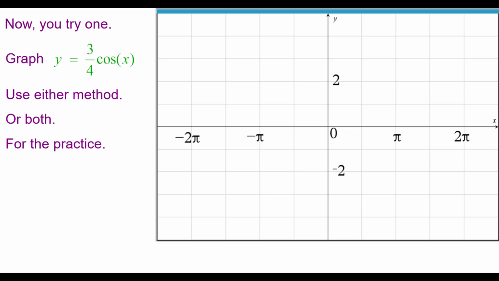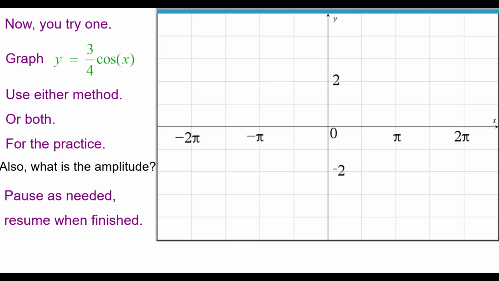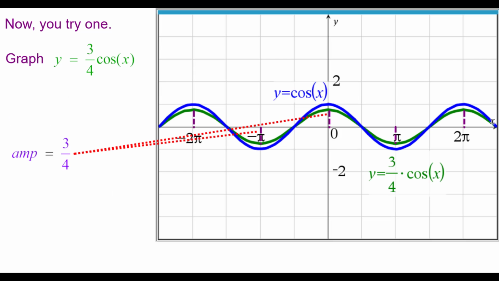Now you try one. Graph y equals 3/4 times the cosine of x. Use either method or both for the practice. Also mention what is the amplitude. Pause to do so. And here's your answer in green compared to the blue cosine parent function. The amplitude is 3/4.